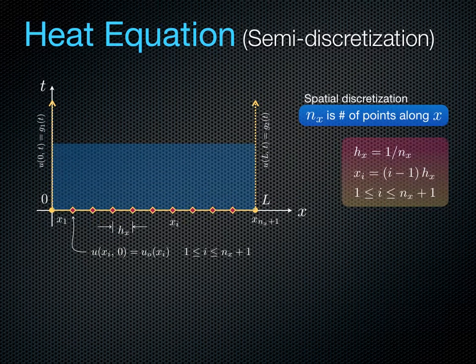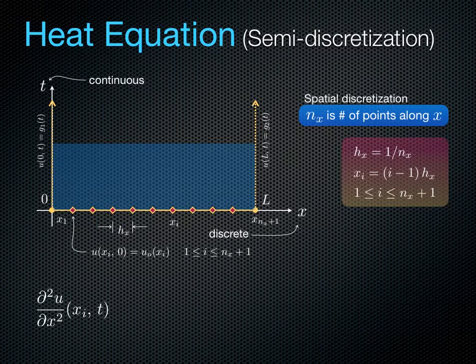Visually, this is what we have in the space-time continuum. In the semi-discretization approach, which is what we're going to discuss first, the x variable is discretized with spacing h sub x, such that each discrete position along the x direction is denoted by x sub i, which is given by i minus 1, that index that was the subscript, times h sub x. So the discrete variable is x and the continuous variable is time, t.